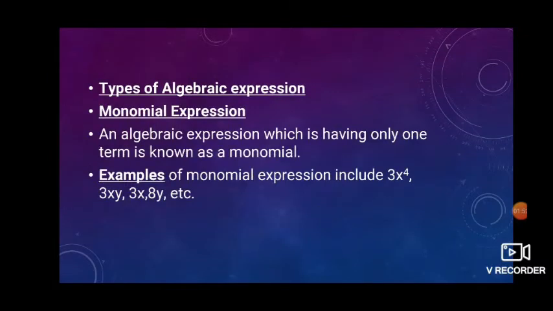Next one, types of algebraic expressions. Based on the number of terms an algebraic expression has, we divide algebraic expressions into different types. The first one is monomial. The name itself shows mono, meaning single. An expression which has a single term, we call a monomial expression. Examples: 3xy, 3x, 8y, 3x to the power 4 and so on.